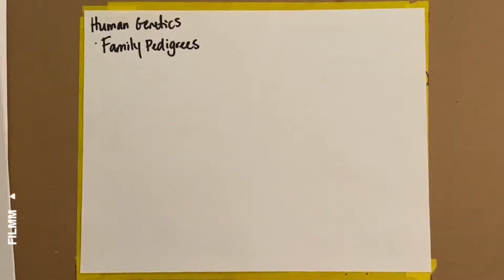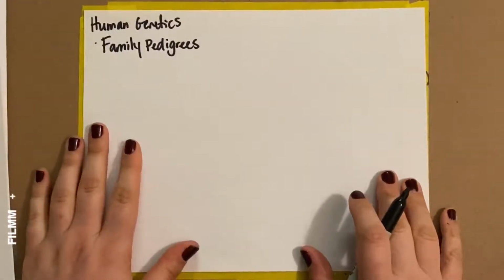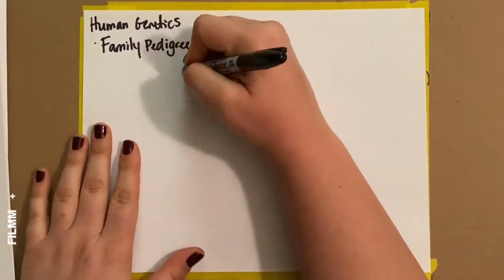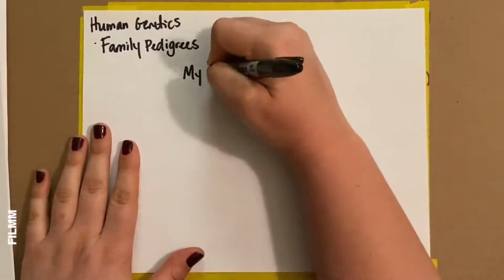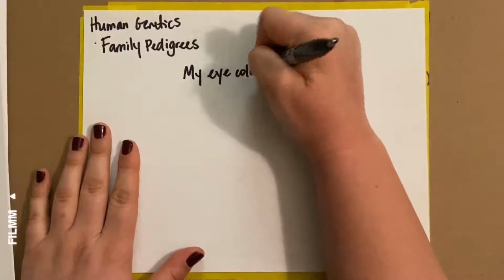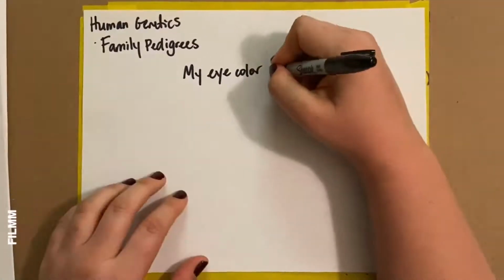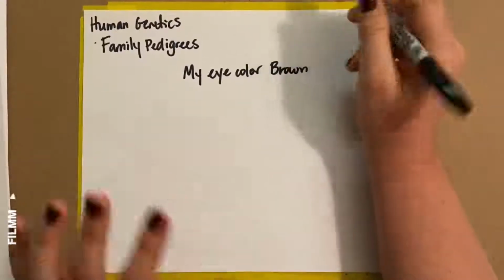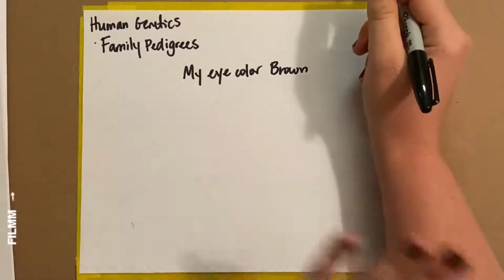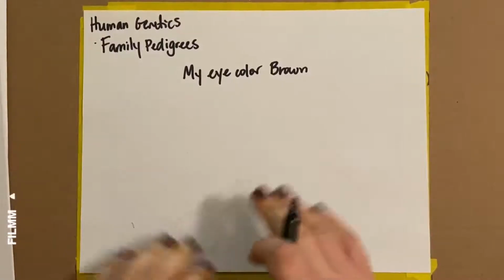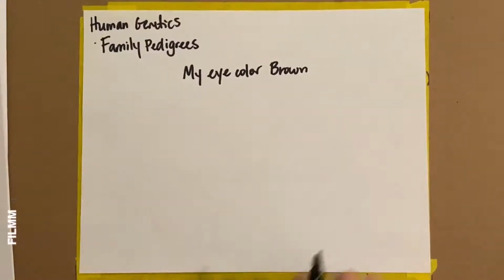Now, I'm not going to go into much detail about those, but I wanted to give you an example of how you could use this in your everyday life. So I'm going to talk about my eye color specifically. I have kind of hazel-like eyes, but we're just going to consider them brown because eye color is complicated, and in this situation we're just going to call them brown.